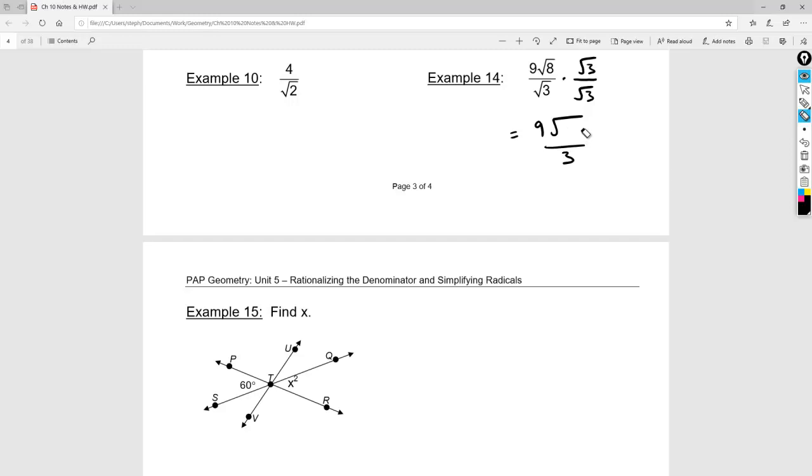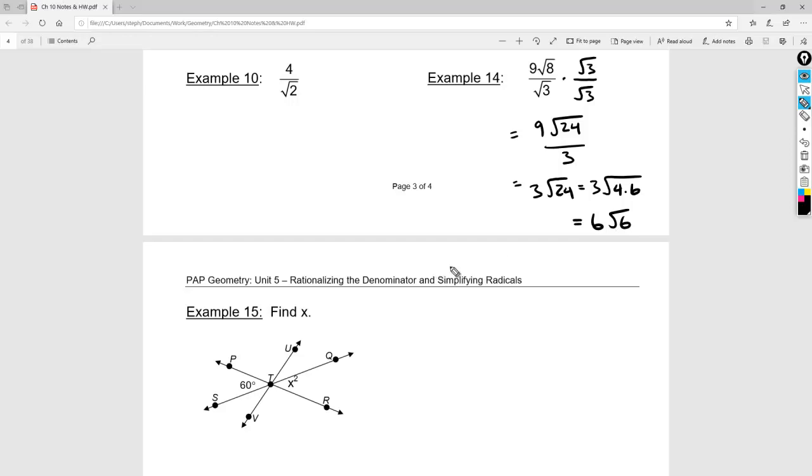Let's write that better. Okay, so 9 root 24 over 3. So I see that 9 and 3 can reduce. So 3 root 24, and 24 has a 4 in it. Right, so I can reduce this further. So the square root of 4 is 2. 2 times 3 is 6. So my final answer will be 6 root 6. And there's nothing that I can simplify further.